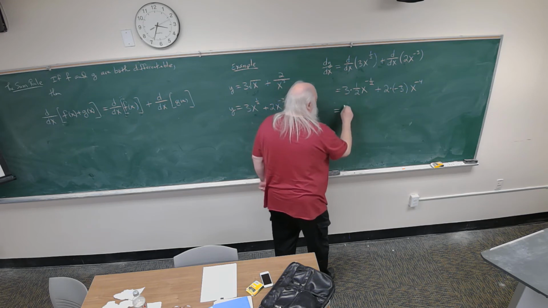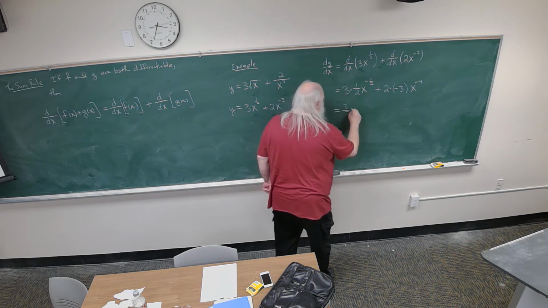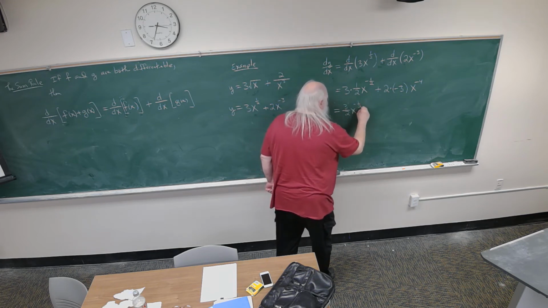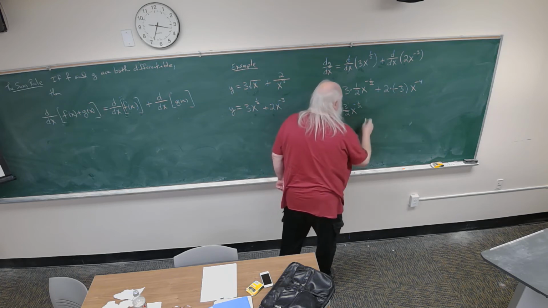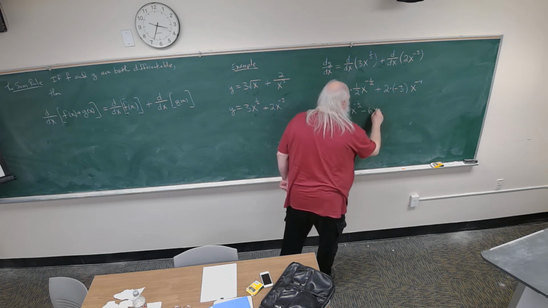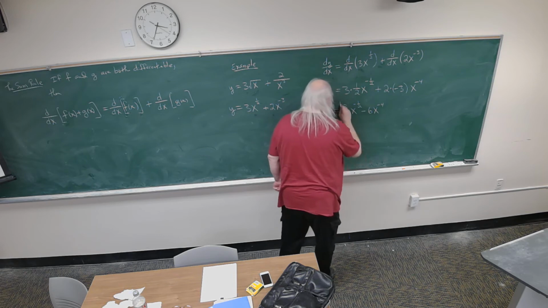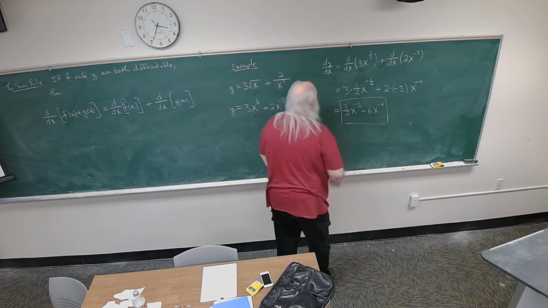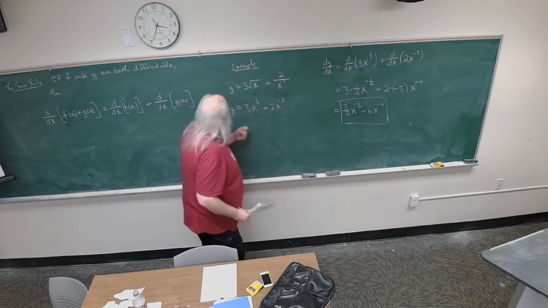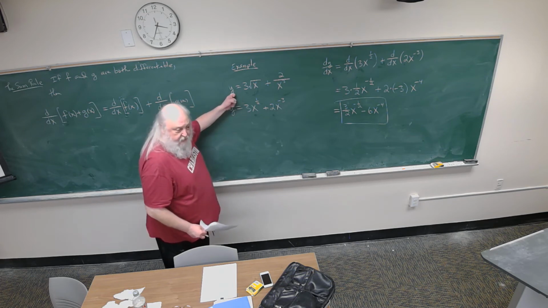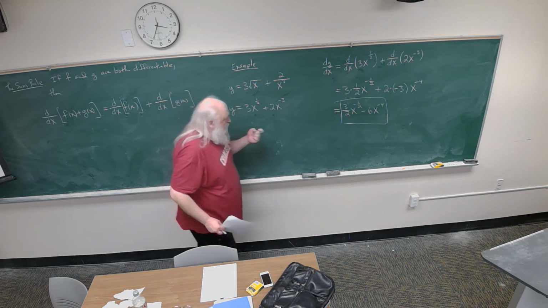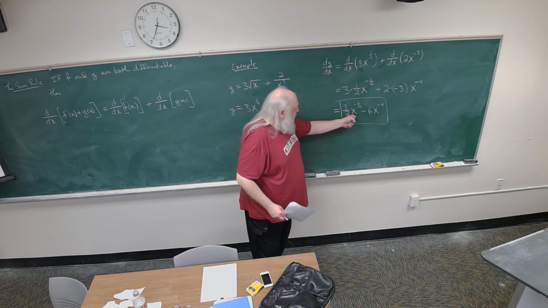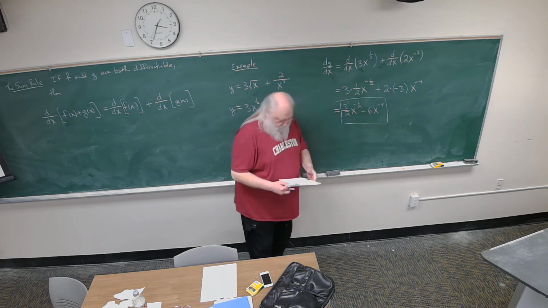3 times 1/2 is 3/2. 2 times minus 3 is negative 6. So the derivative of y with respect to x is equal to 3/2 times x to the minus 1/2 power minus 6 times x to the minus 4th power.